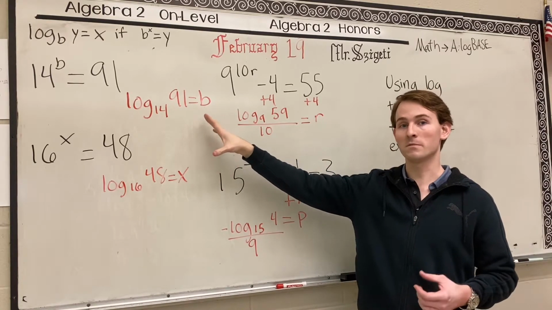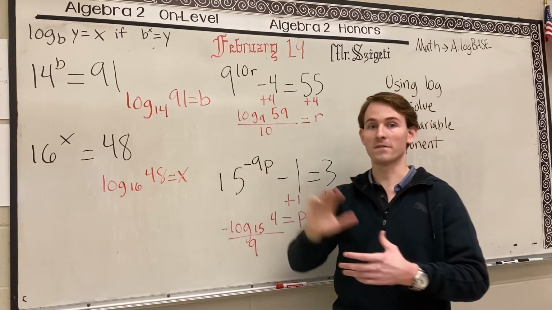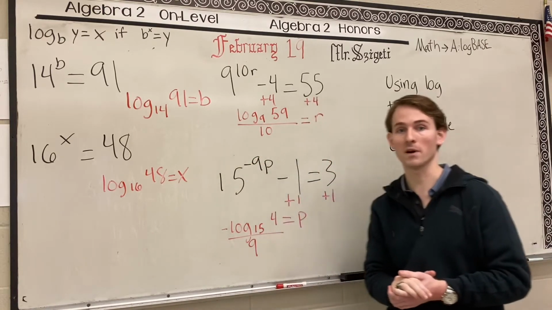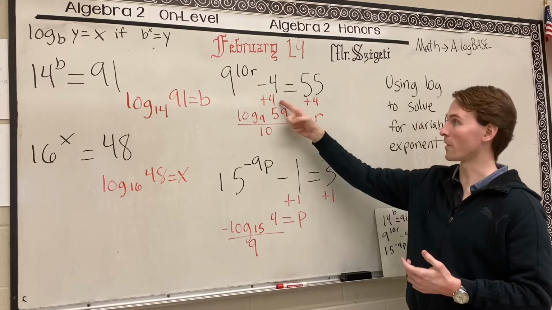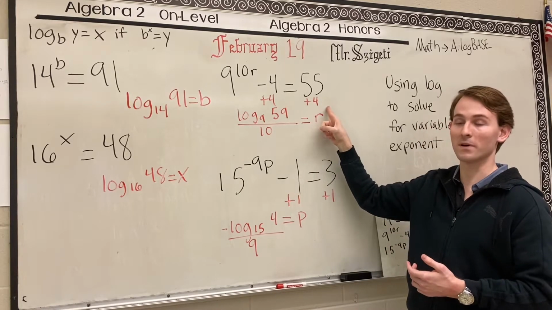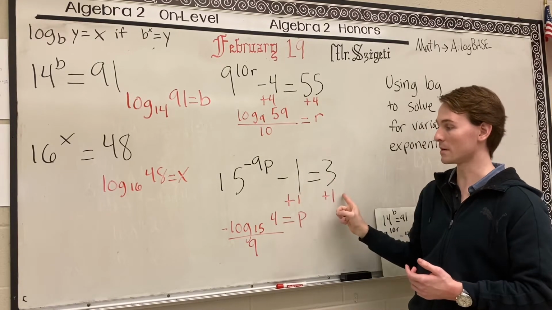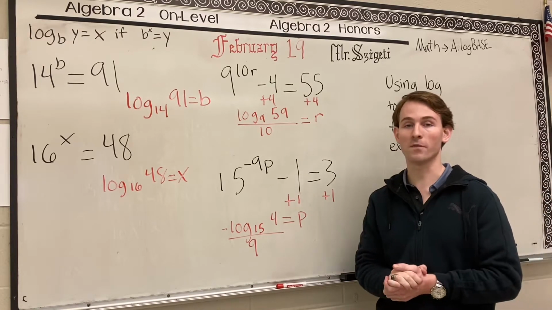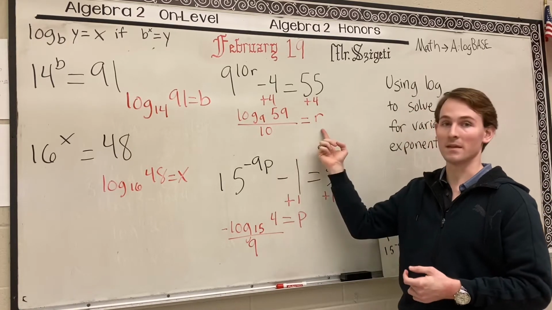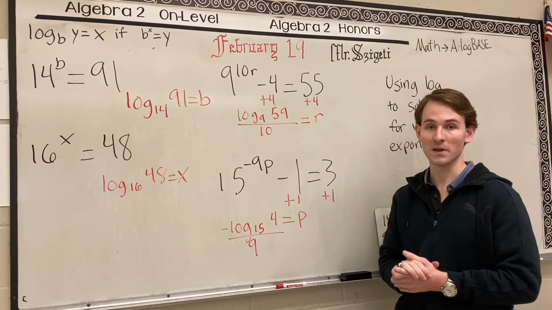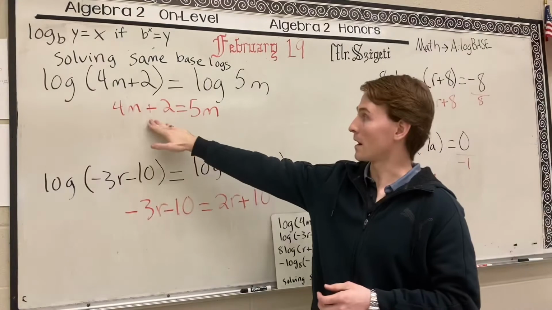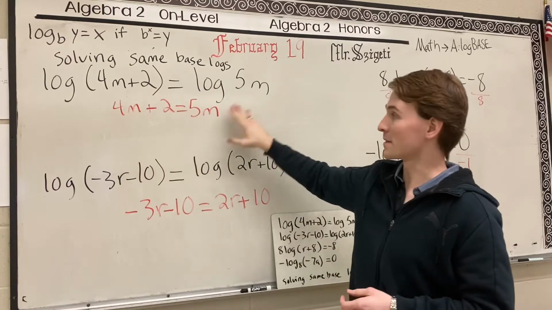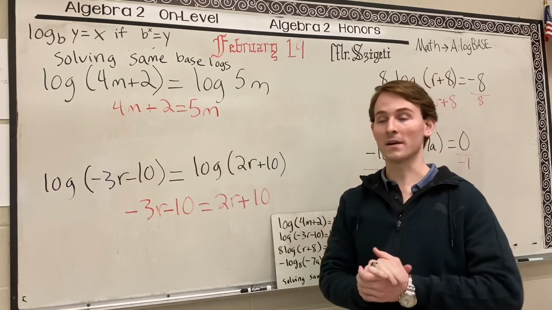The first two problems, it was just as simple as that using the definition of logarithms, whereas the second two problems, we had to isolate our variable first by adding 4 to both sides or adding 1 to both sides. And second, after we rewrote it in logarithmic form, we had to divide by the coefficient of the variable in order to simplify. I went ahead and set the arguments equal to each other. Then you just solve algebraically.